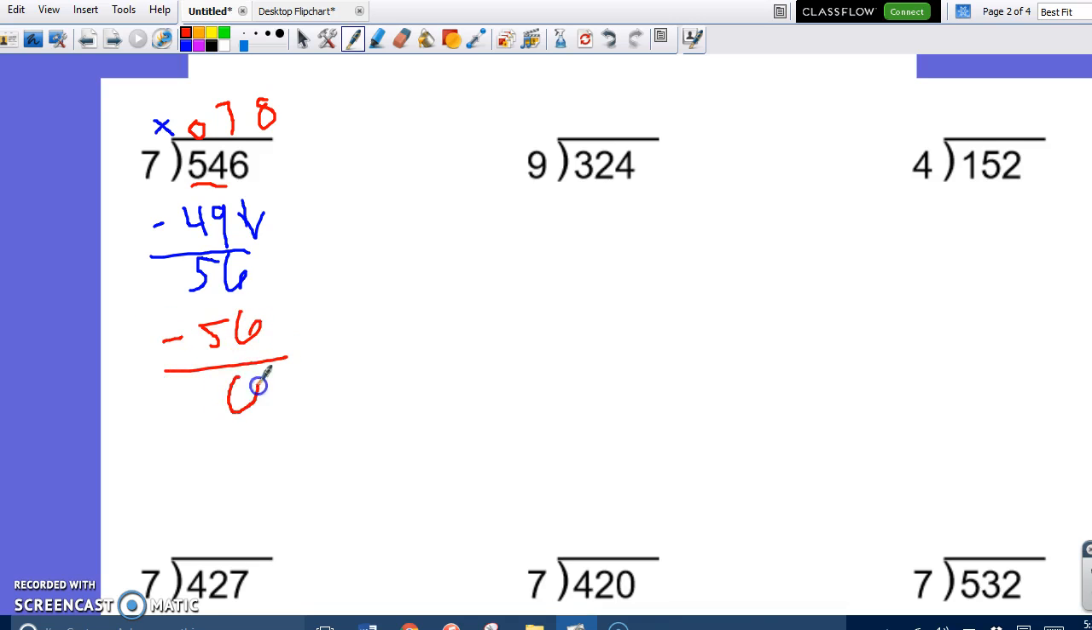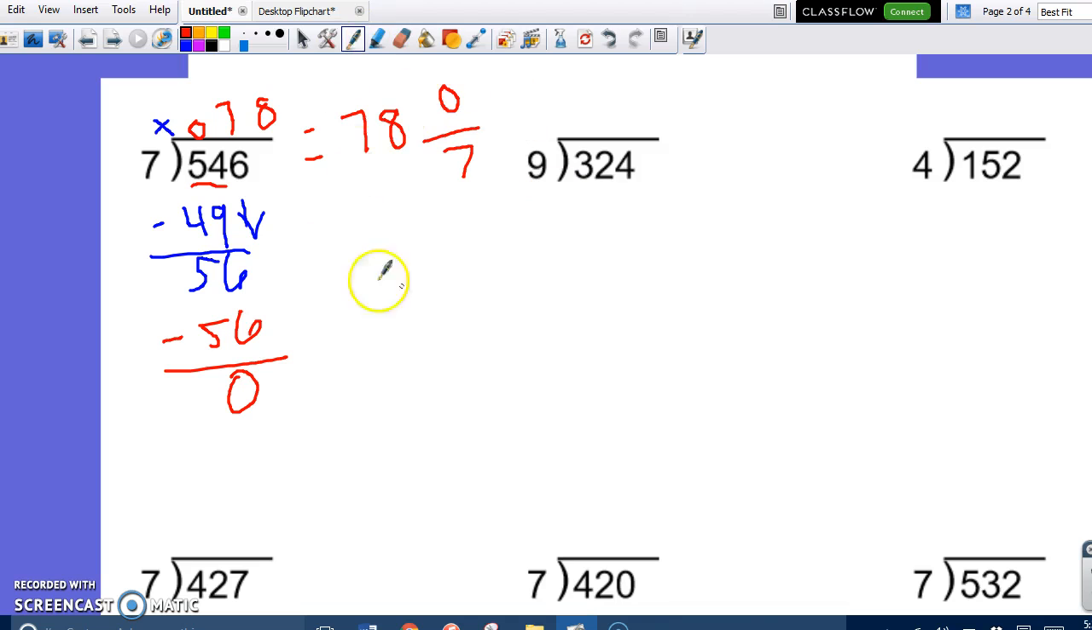I now have 0, so I am done, right? So change your final answer into a fraction or a whole number in this case. Remember, 78 is the whole number part. 0 would be the numerator if you had anything left over, and then the denominator will be 7, the number that's outside of the house.